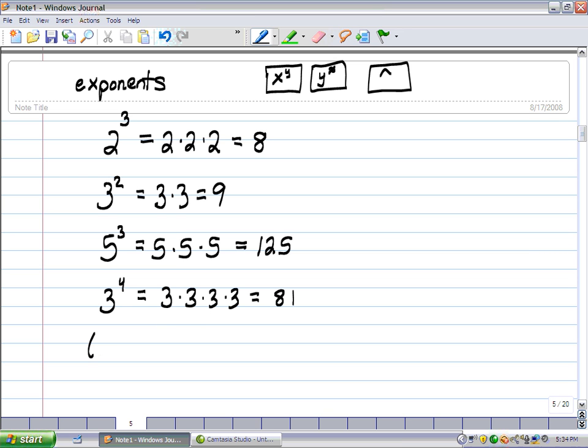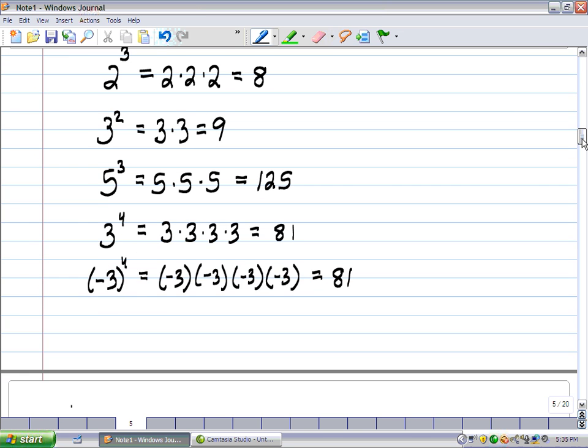Let's put a negative number in here. Negative 3 to the 4th power. And notice that the 4 is on the parenthesis. That means that the parenthesis and everything inside the parenthesis must get multiplied together 4 times. Well, negative 3 times a negative 3 is a positive 9. Then I'm going to have a positive 9 times a negative 3, which is a negative 27. Then I'll have a negative 27 times a negative 3. A negative times a negative is a positive 81.